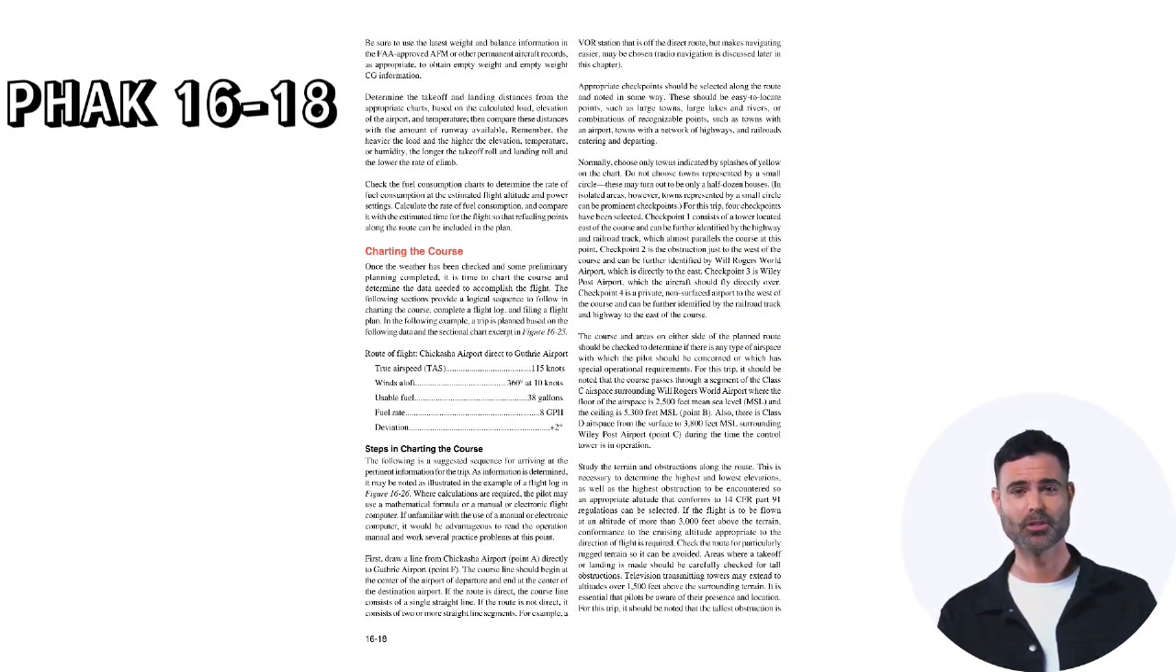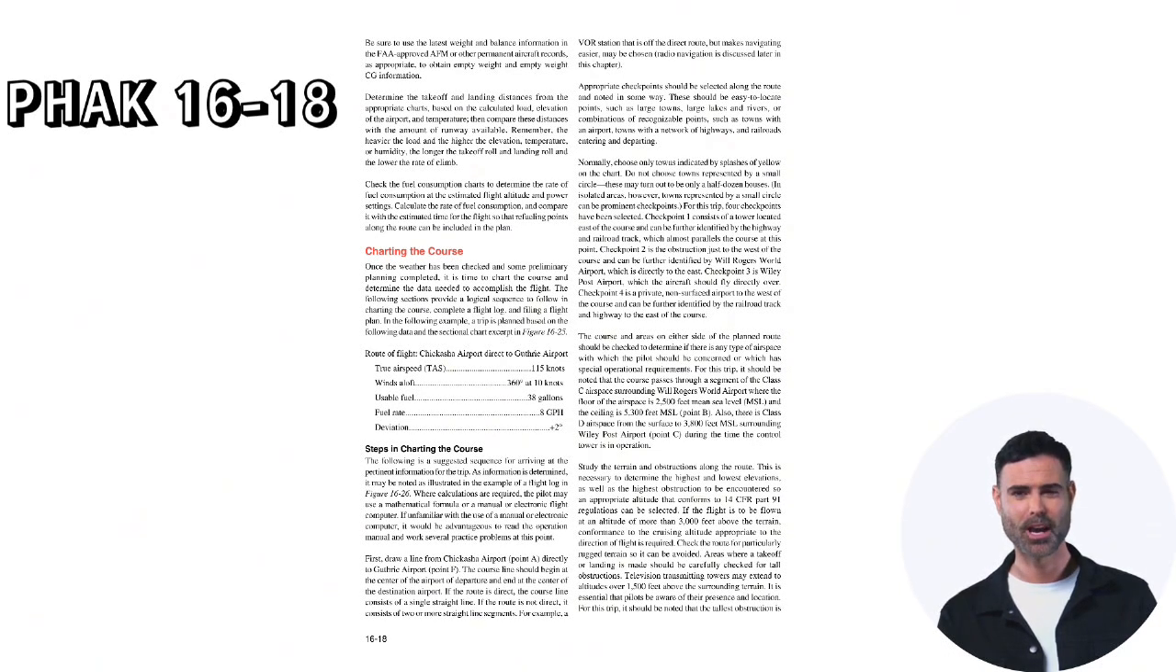Steps in charting the course. The following is a suggested sequence for arriving at the pertinent information for the trip. As information is determined, it may be noted as illustrated in the example of a flight log in Figure 16-26. Where calculations are required, the pilot may use a mathematical formula or a manual or electronic flight computer. If unfamiliar with the use of a manual or electronic computer, it would be advantageous to read the operation manual and work several practice problems at this point.